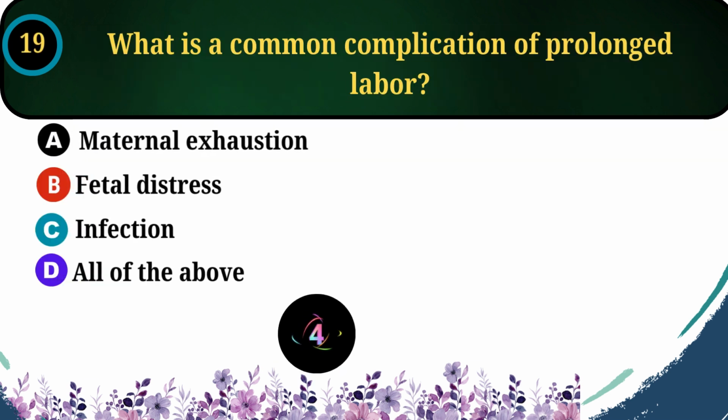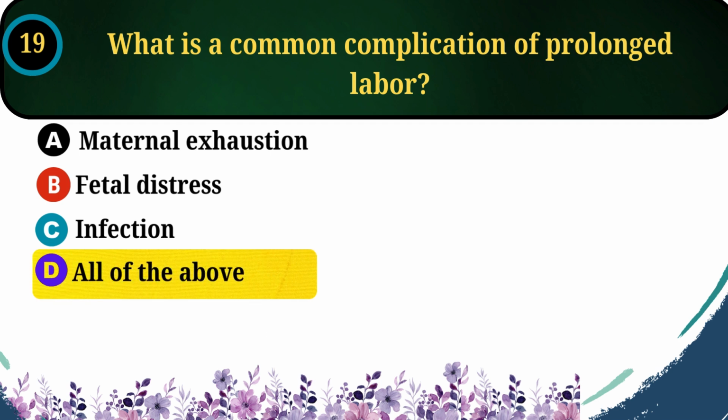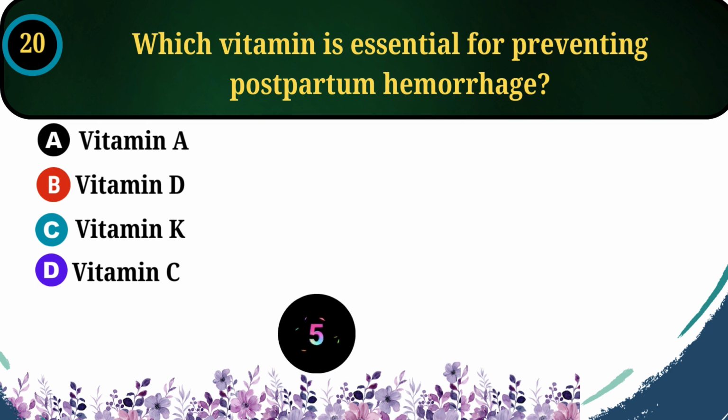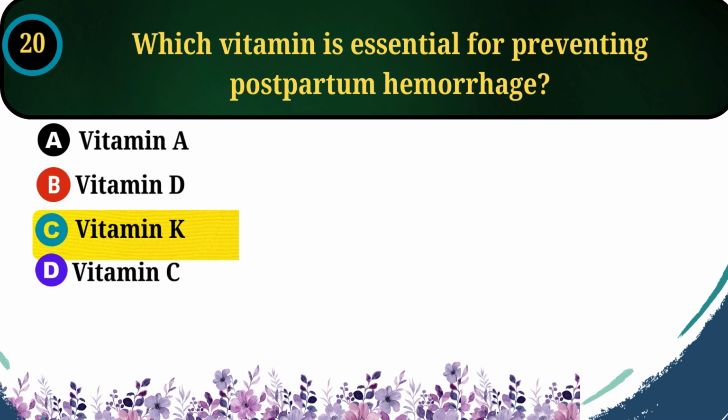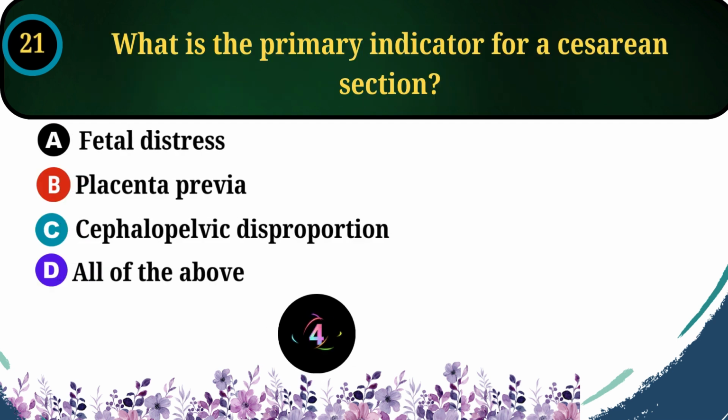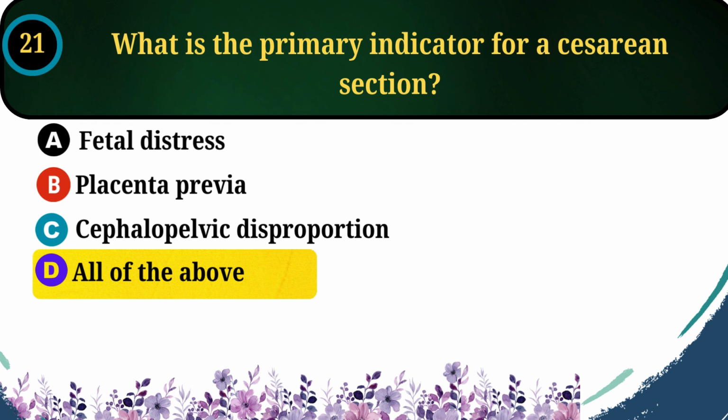19. What is a common complication of prolonged labor? All of the above. 20. Which vitamin is essential for preventing postpartum hemorrhage? Vitamin K. 21. What is the primary indicator for a cesarean section? All of the above.